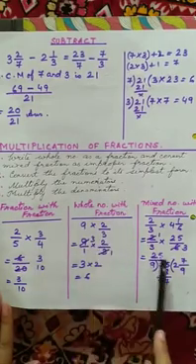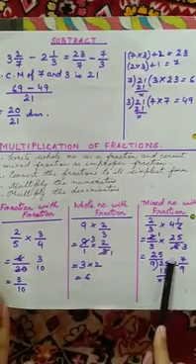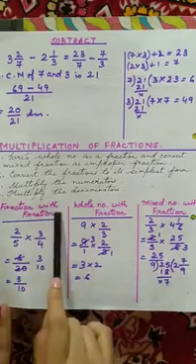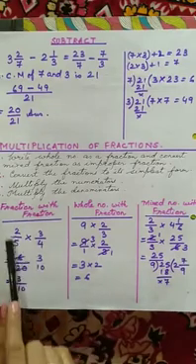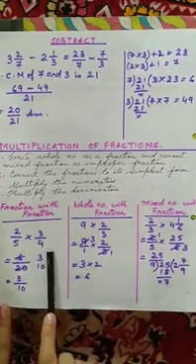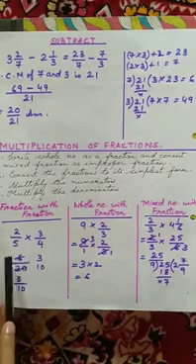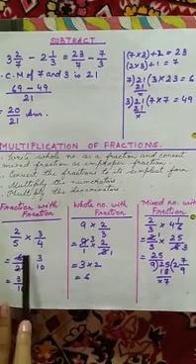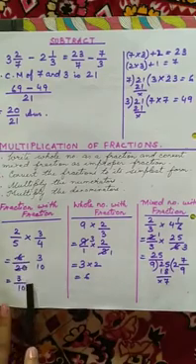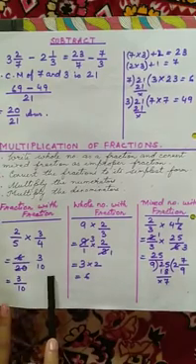We have 3 types of multiplication of fractions here. First is fraction with fraction. Now we have 2 simple fractions here. We will multiply the numerators first. 2 3s are 6, then the denominators, 5 4s are 20. So 6 by 20. Now we bring it to the simplest form.